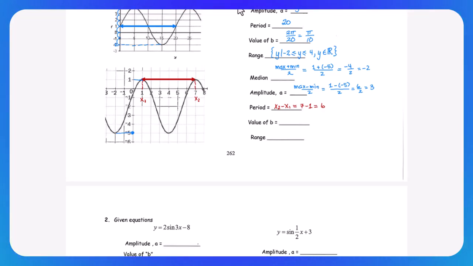So the next one here, the value of b, well, that's 2 pi over 6. And dividing top and bottom by 2, that gives us pi over 3. And the range, y such that the minimum value is -5, less than or equal to y, less than or equal to +1, where y is an element of the real numbers. Okay, let's keep going. I think you guys got it.